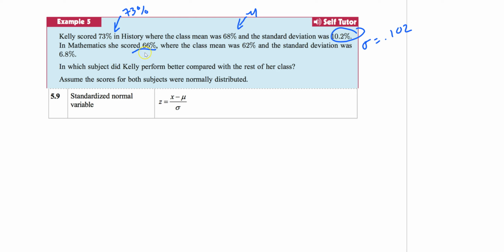Well, I'm glad she's not in my class. So that's her score. That's her x value sitting over here. The mean is 62. Whew. And the standard deviation is 6.8, right? Let's see what class Kelly did better, air quotes, in.